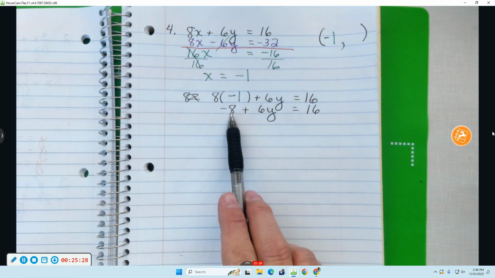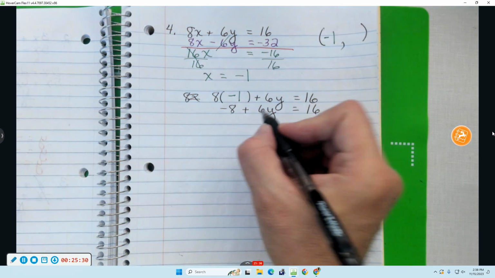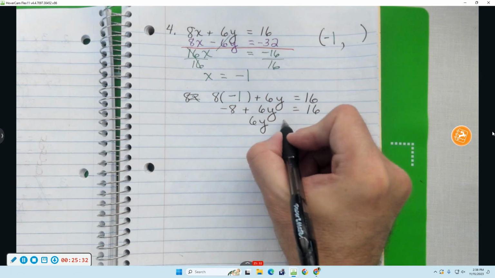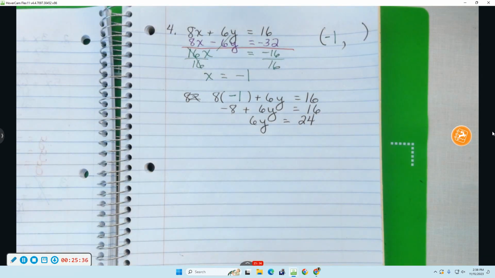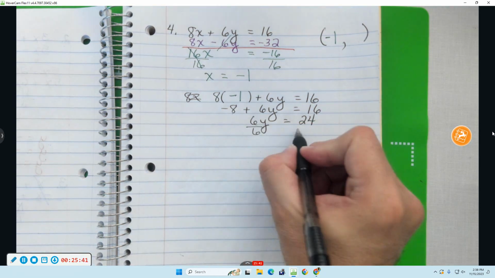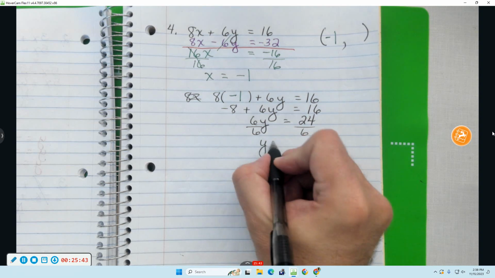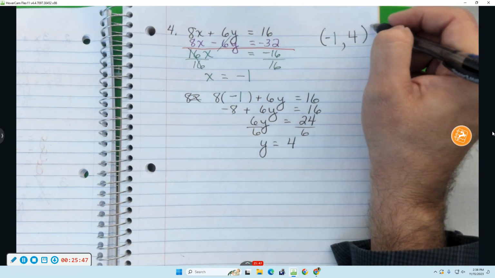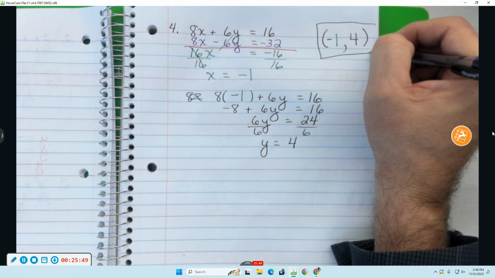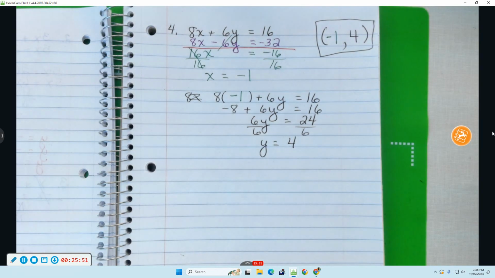I will add 8 to give us 6y equals 16 plus 8, which is 24. And then divide by 6 to give us y equals 4. y equals 4. This is called elimination.